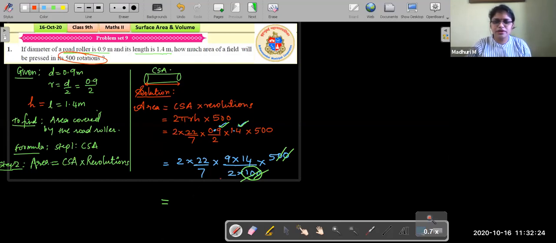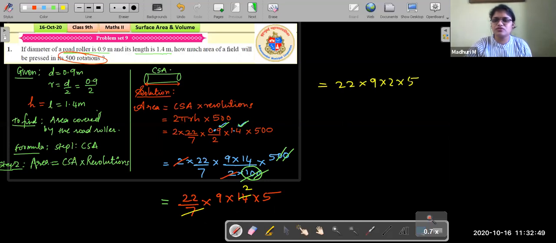So again, one more hint, this is very easy. 2 and 2 will get crossed out, right? We are left with 22 over 7 times 9 times 14 times 5, right students? Simplify it, try to do the calculations. Again, I'll give you one more hint. 7 times 2 is 14. So what are we left with? We are left with 22 times 9 times 2 times 5.